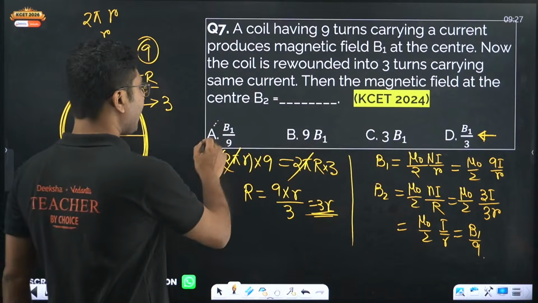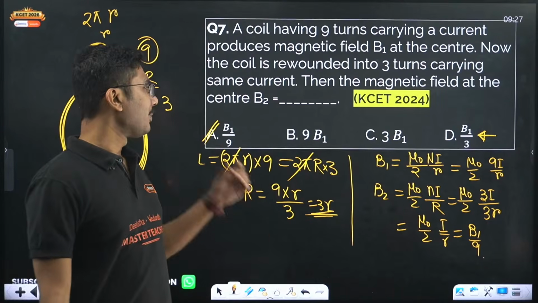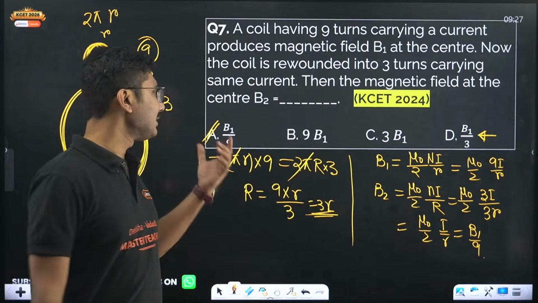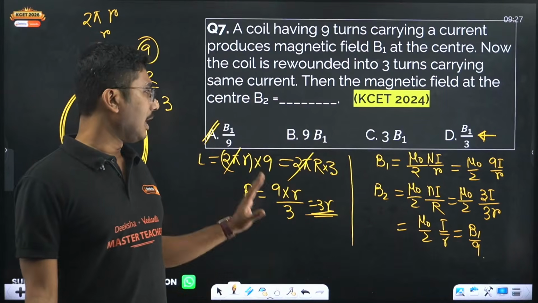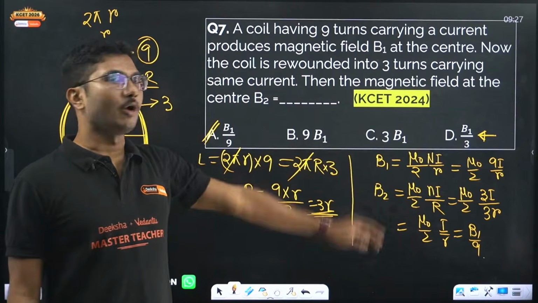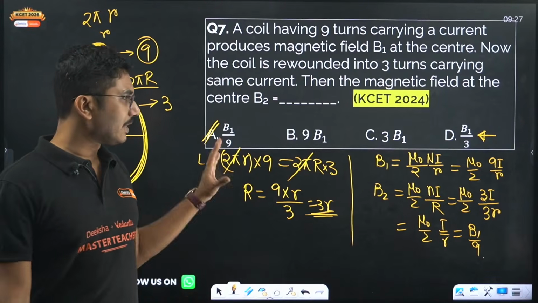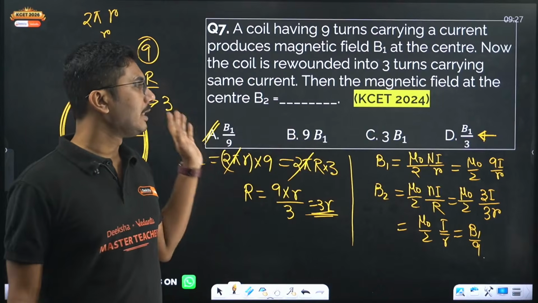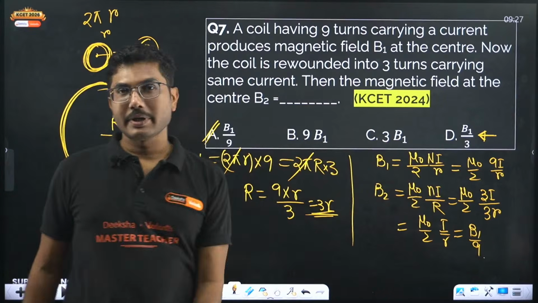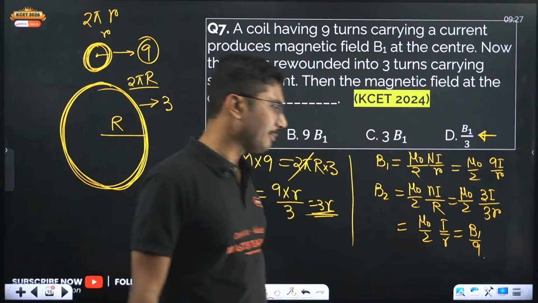So you have to be careful. Even I guessed that B1 by 3 could be the correct answer, but after solving it I realized it is not B1 by 3 but B1 by 9. So even if you eliminate two options, it is still tricky to guess the correct answer. If you know the theory, you solve it. If you don't know the theory, you have to guess one of the two options. 50-50 chances is very much possible.